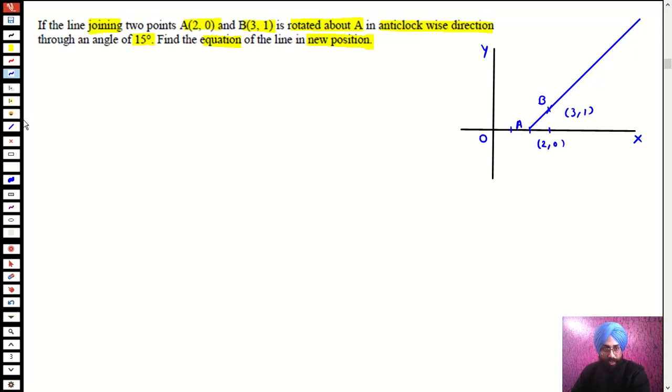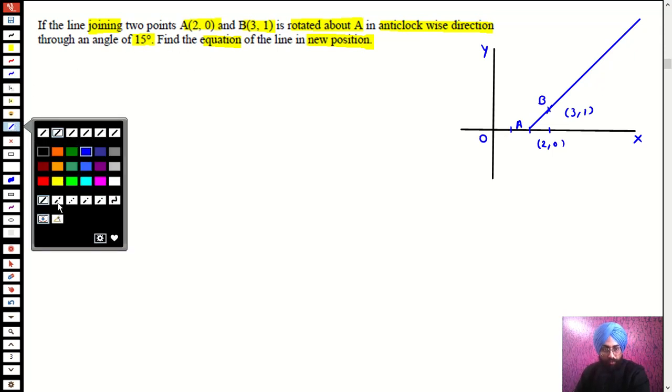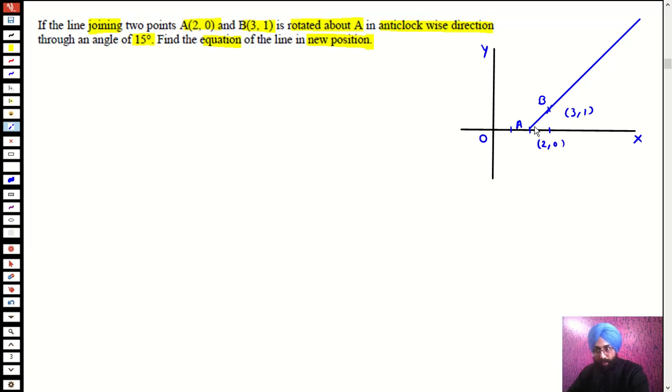And this line is rotated by an angle of 15 degrees anti-clockwise. It means the angle from the original place to here will be 15 degrees. So this angle is 15 degrees. Now it becomes L dash. Let's say this is L dash, this was AB. So this angle is 15 degrees.